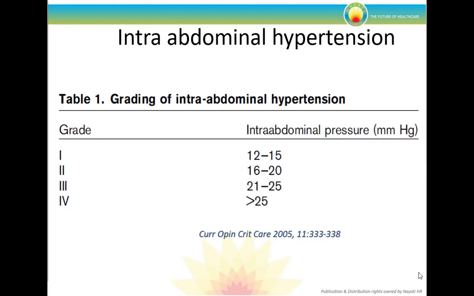These are the various grades. Grade 1, 12 to 15, mild. Grade 2, 16 to 20. Grade 3, 21 to 25. And grade 4, more than 25. Again telling you, abdominal compartment syndrome doesn't mean that intra-abdominal pressures should always be more than 25. Patients with intra-abdominal hypertension and an organ failure will classify as abdominal compartment syndrome.